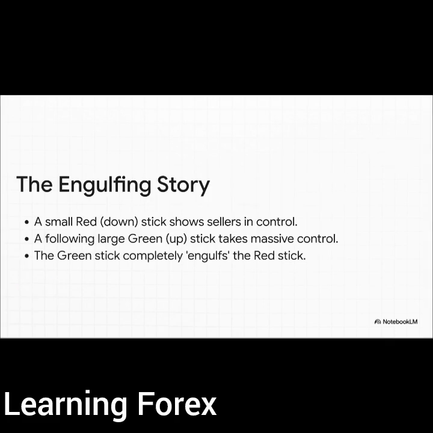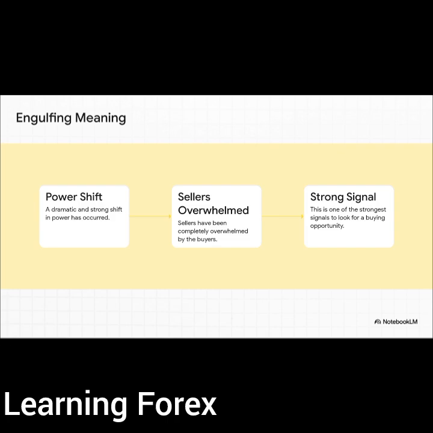So the story plays out over two periods. On day one, the sellers are in charge, even if it's just by a little bit. But on the very next stick, the buyers come back with such overwhelming force that their big green candle completely swallows, or engulfs, the previous red one. The meaning here is not subtle at all. It's a total regime change. The sellers didn't just lose, they were basically annihilated. For a trader, this is one of the clearest signals you can get that a new uptrend might be starting.